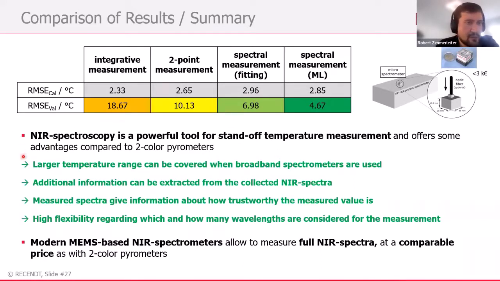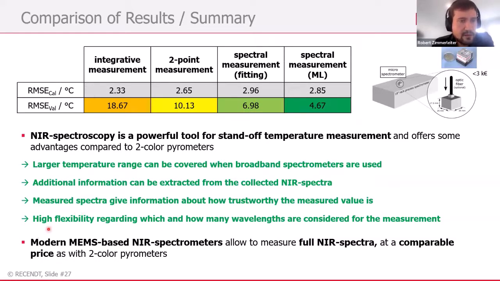So in summary, I hope I was able to convince you that near-infrared spectroscopy is a powerful tool for standoff temperature measurement and offers some advantages compared to conventional 2-color or 1-color pyrometers, such as a larger temperature range that you can cover when broadband spectrometers are used. You can use additional information that you can extract from the collected near-infrared spectra that gives you information about the chemical composition of your sample, for example. And the measured spectra also give information about how trustworthy the measured value is. So you can actually implement warnings or ignore values that are not trustworthy enough according to your acquired near-infrared spectrum.